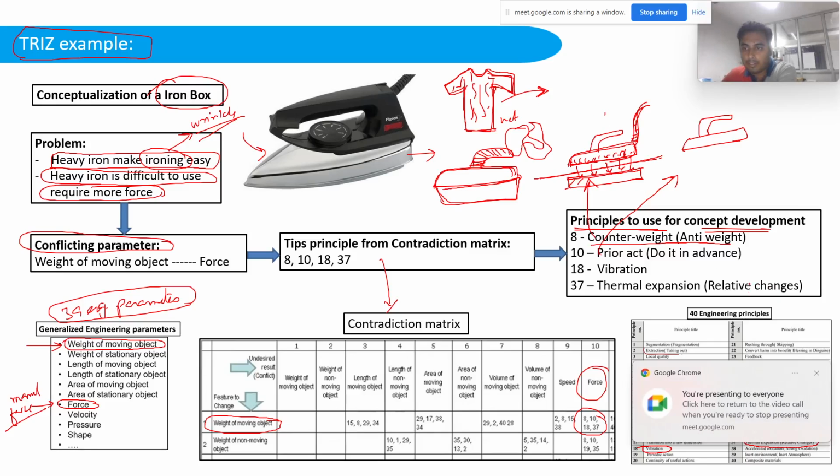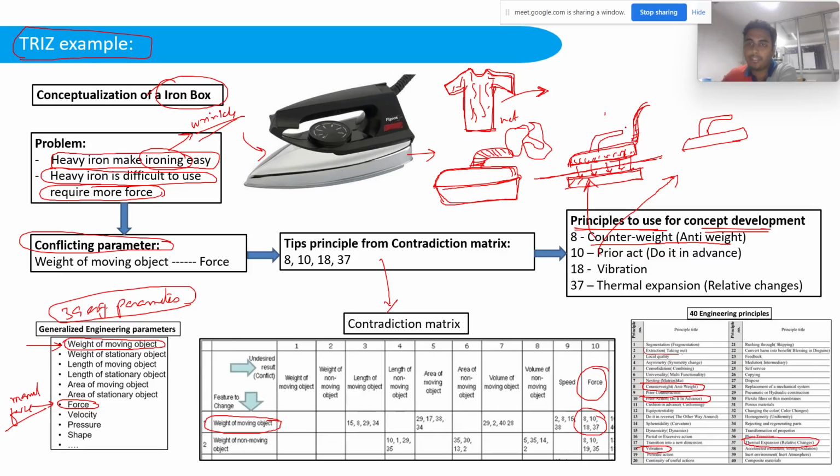Okay, so you have an electric iron, and you need to do some prior work in advance. For counterweight, you can think, okay, you have a lightweight electric iron, and you first give some steam to the cloth. That way even a lightweight iron can be used for good ironing or pressing.